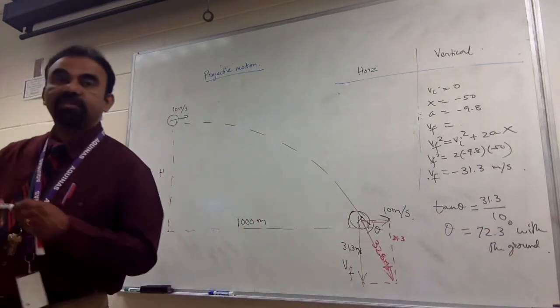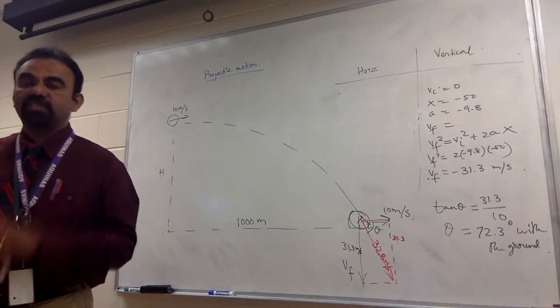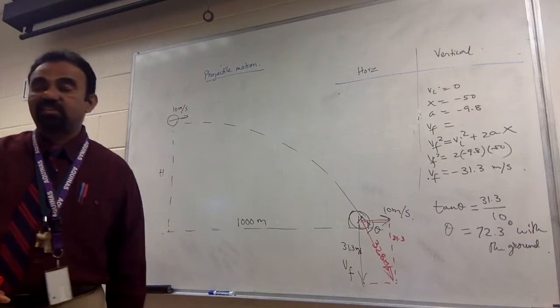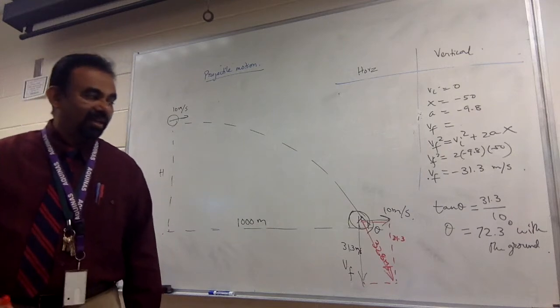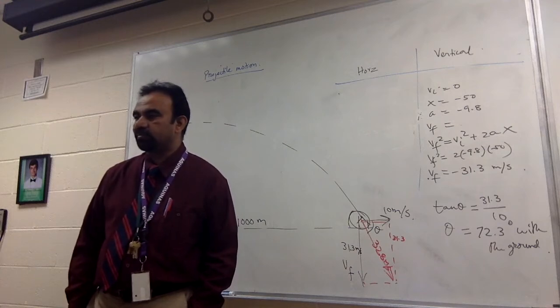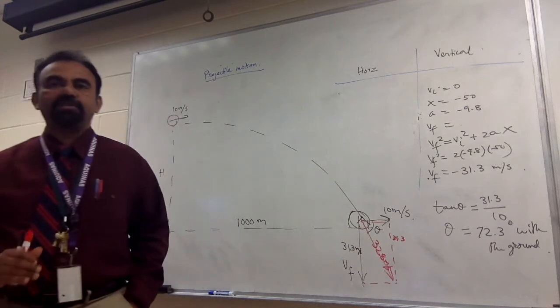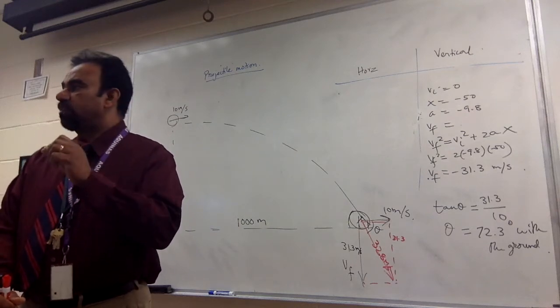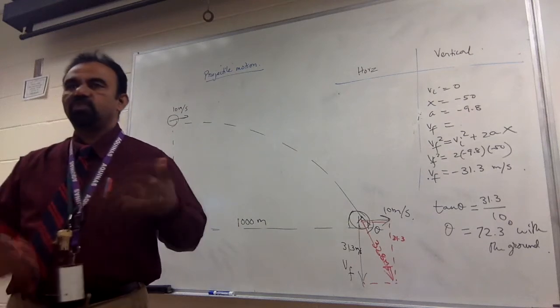Do you understand how to do it now? So if the question was asking for the final velocity of landing, you need to say it lands at 32.8 meters per second at 72.3 degrees with the ground. That makes it all finished, completed. So you can find out every detail of projectile motion by just working with equations.